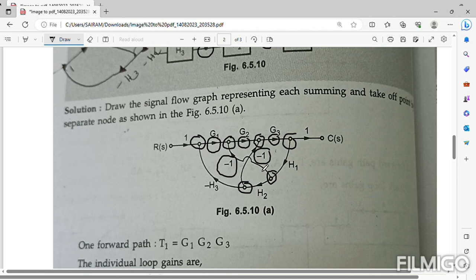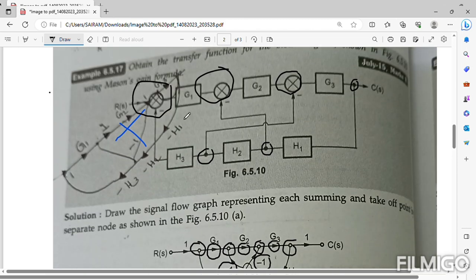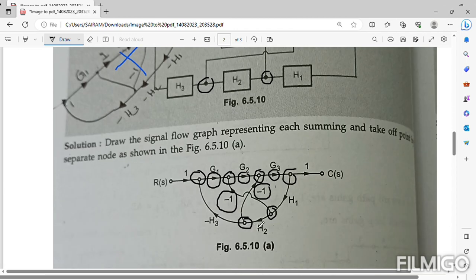So these blocks are written in terms of arrows, and you write the block name there. In the case of H1, H2, H3 also, you write the arrow mark, and on top of the arrow mark you write the block name.